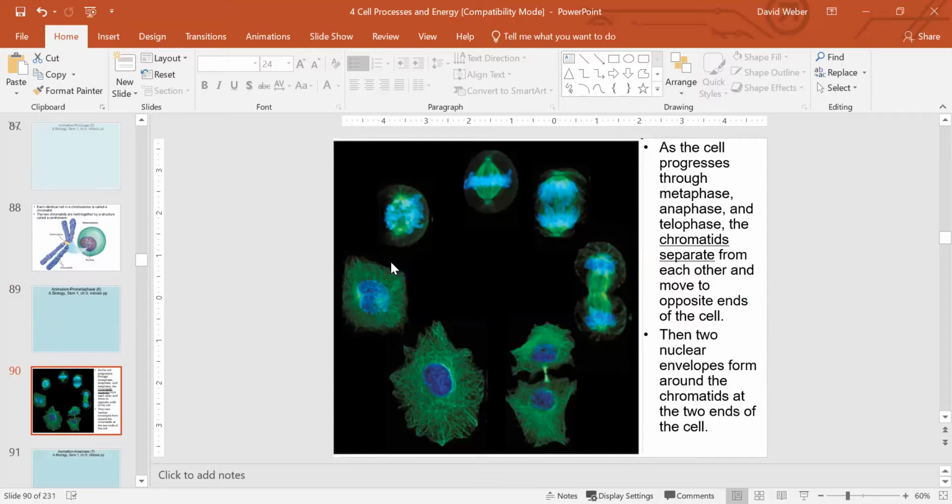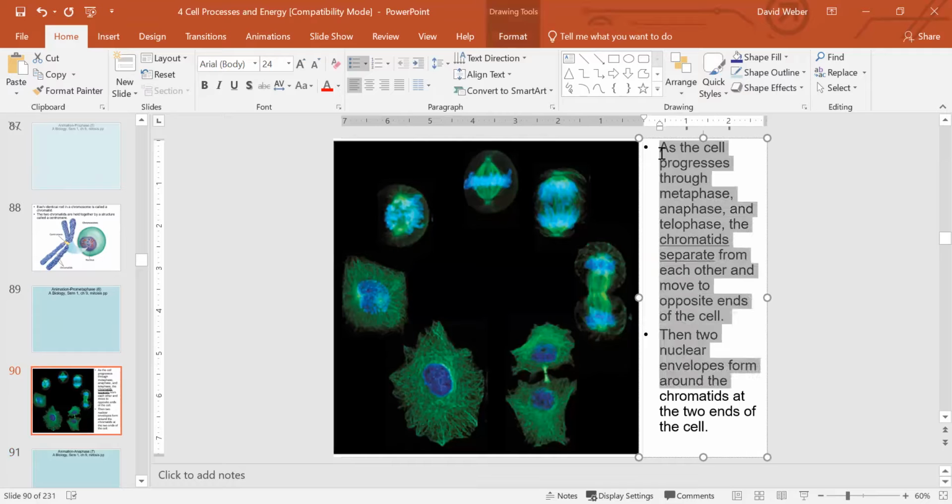As the cell progresses through metaphase, anaphase, and telophase, the chromatids separate from each other and move to opposite ends of the cell. The 2 nuclear envelopes form around the chromatids at the 2 ends of the cell.